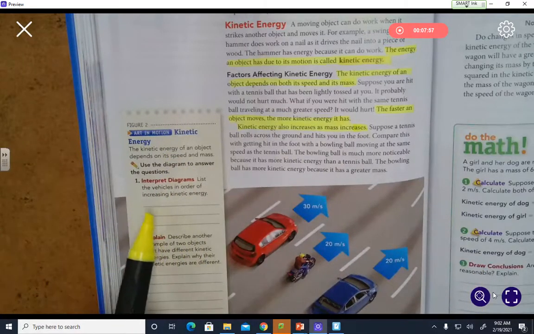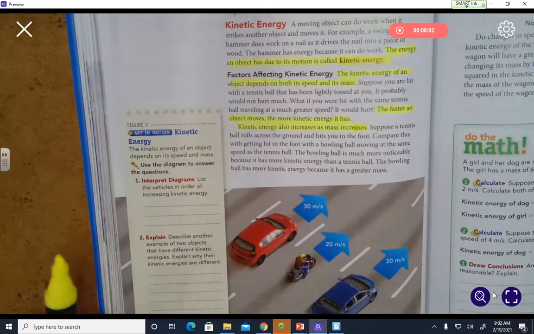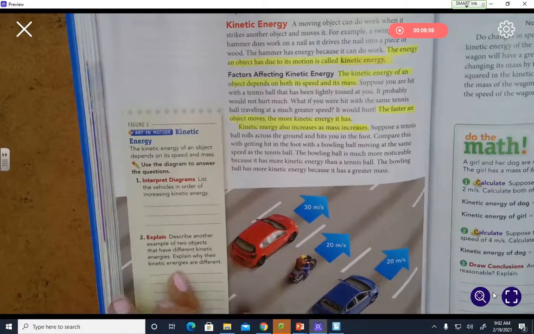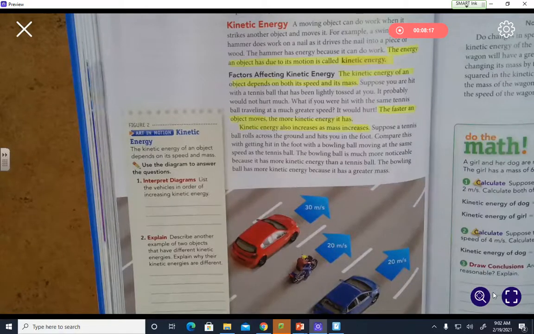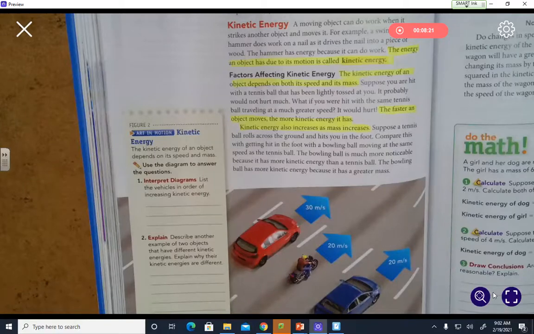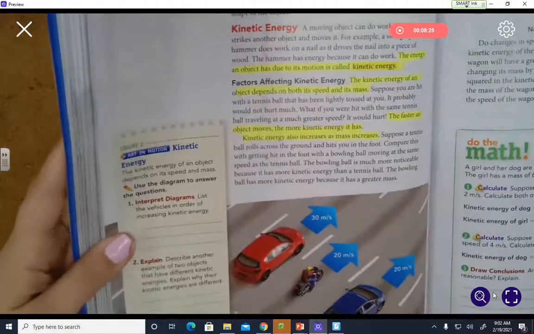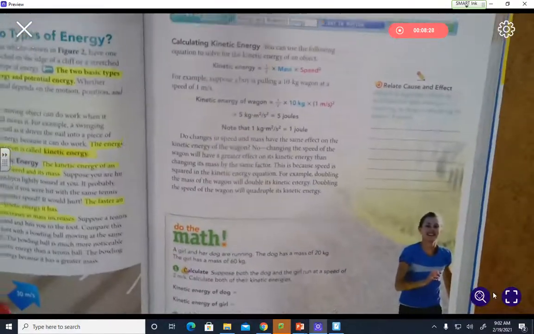List the vehicles in order of increasing kinetic energy. So think about the speed and the mass. And number 2 says explain another example of two objects that have different kinetic energies. Explain why their kinetic energies are different. If you need to, pause the video. And now let's move on over here.